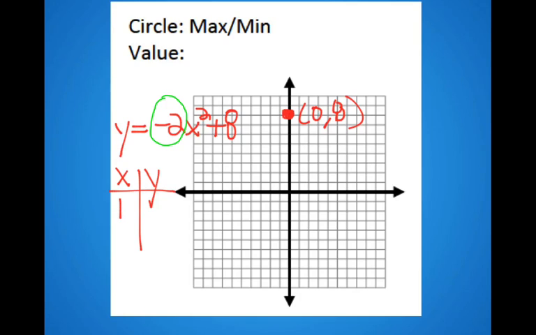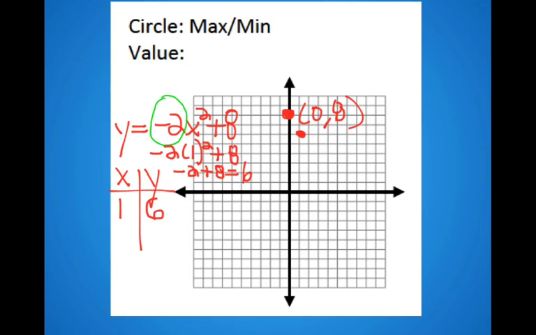So I'm going to put a 1 in for the x, and when I do, that would be -2 times 1 squared plus 8. So -2 plus 8 will be 6. So that means I have (1, 6) as another point on the parabola. 1, 2, 3, 4, 5, 6.